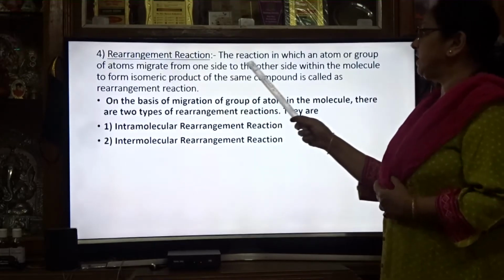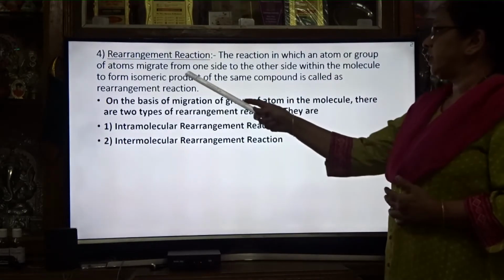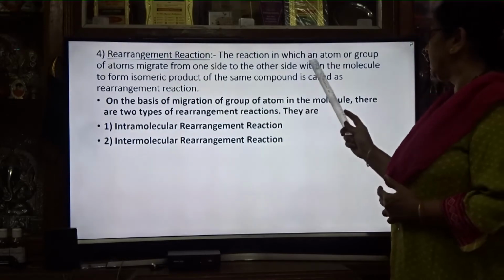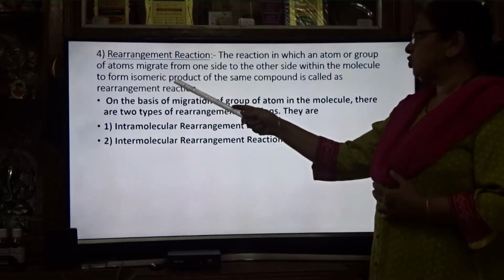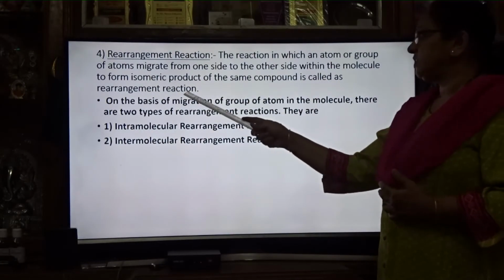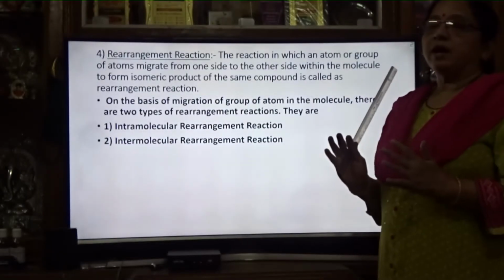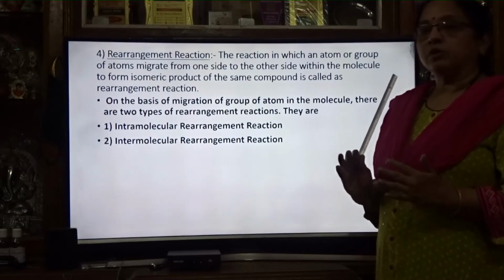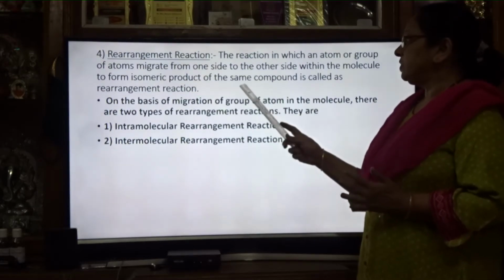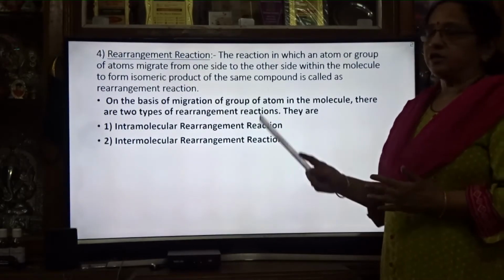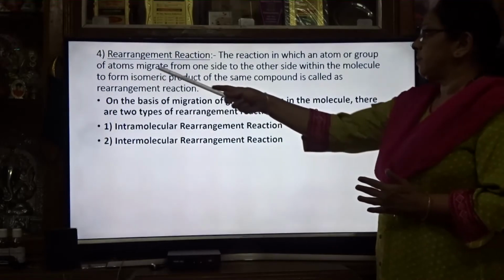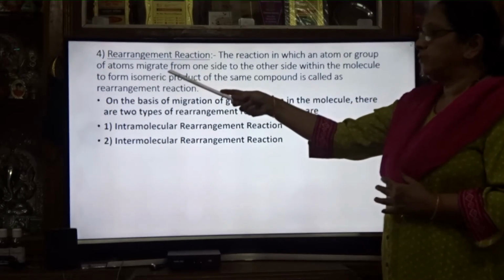Next, rearrangement reaction. The reaction in which an atom or group of atoms migrates from one side to another side within the molecule to form an isomeric product of the same compound is called a rearrangement reaction. Isomeric product means there is no change in atomic number. So the number of atoms is the same, but the groups get rearranged. That is known as migration of the group taking place. Here you have to remember the word migrate.